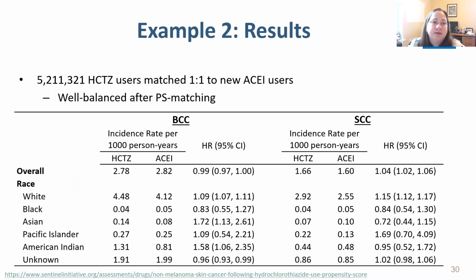Looking at the data, we found over 5 million hydrochlorothiazide users that were able to be matched one-to-one to new users of ACE inhibitors. I'm not showing the results here, but they were fairly well balanced after propensity score matching. You see here, the results are shown separately for basal cell carcinoma and squamous cell carcinoma, presenting the incidence rate for both the hydrochlorothiazide cohort and ACE inhibitor cohort, and then the hazard ratio.